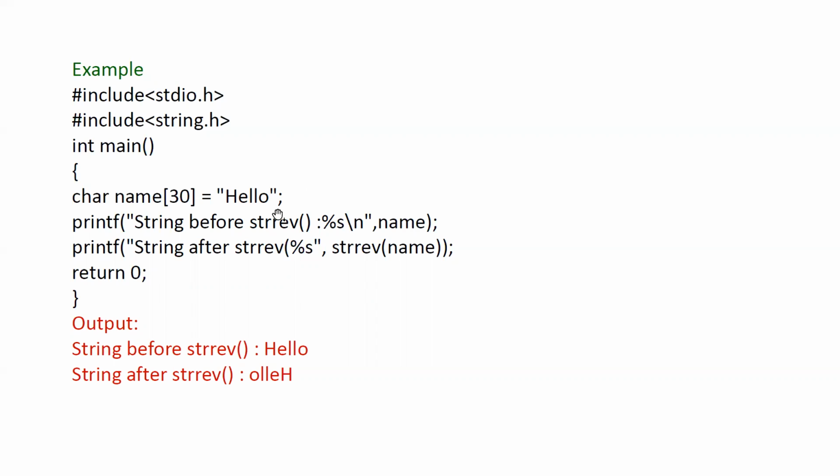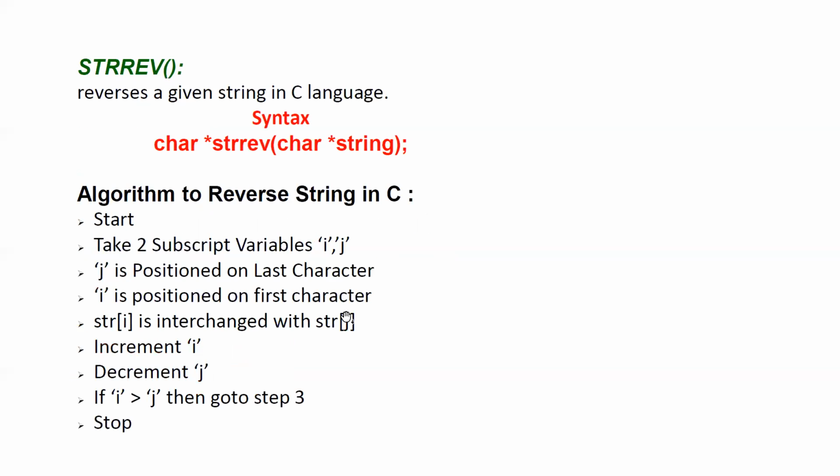Now in this case, i is greater than j, which means you have crossed the half of the length of the string, which means you have already completed the reverse for the half of the string. So in that case, you terminate your algorithm. For example, hello is replaced by OLLEH. And that is the algorithm given here.